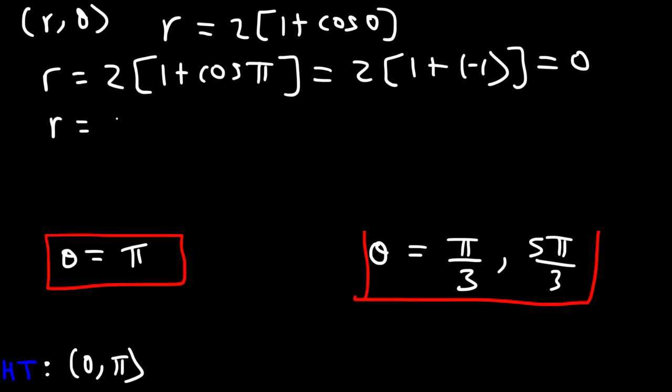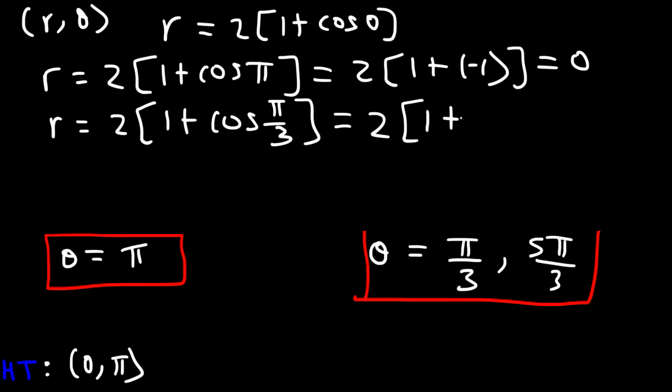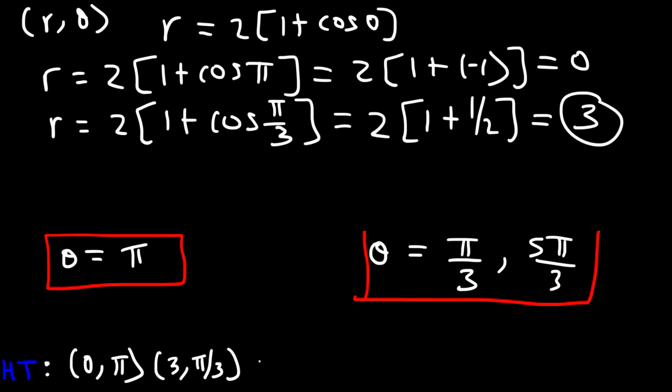Now for the other ones, we have cosine pi over 3. Cosine pi over 3, we know it's 1/2. And 1 plus 1/2, that's 1.5, times 2, that's 3. So the next potential horizontal tangent line is at 3 comma pi over 3. Now cosine pi over 3 and cosine 5 pi over 3, they're both equal to 1/2. So they will have the same r value. So this is going to be the third point of interest.